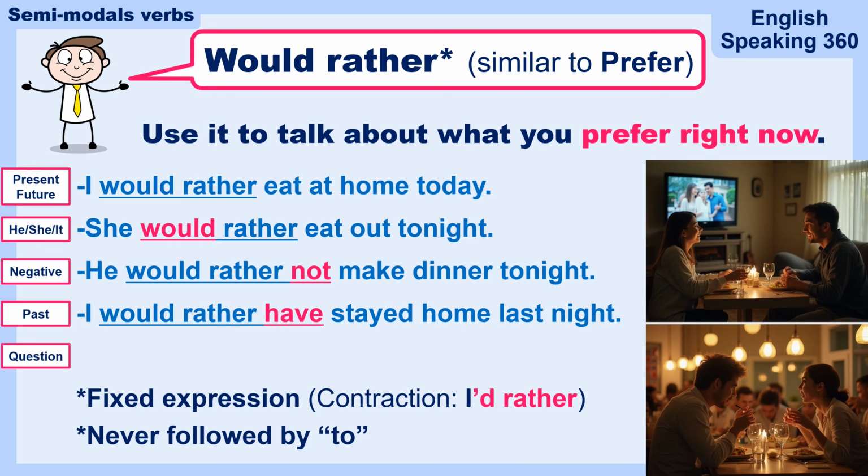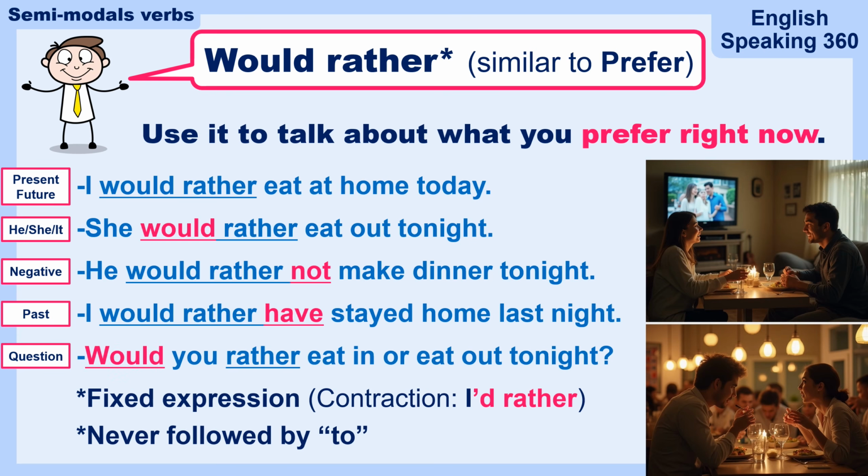Would rather have plus PP. So would rather plus the present perfect implies a past preference. The question form, would you rather eat in or eat out tonight? Eat in or eat out. Two choices, so would you rather? So would rather, one more time, does not change. It is a fixed expression, but you can put a pronoun right here. Would you rather eat in? So you can put the you in between, and that's okay.